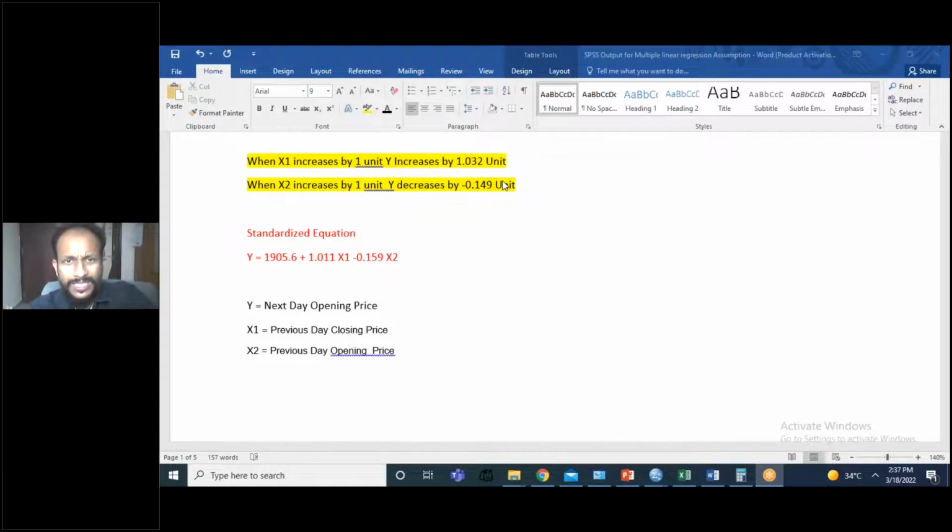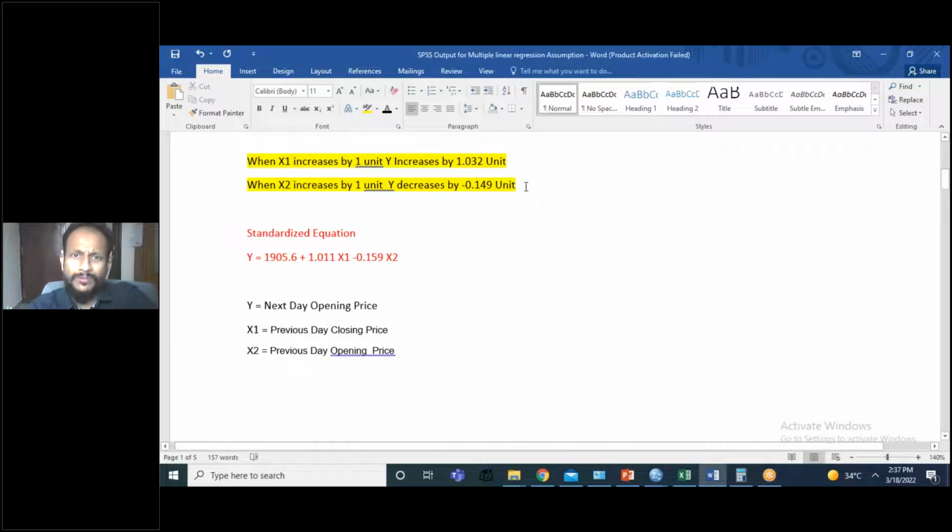I want you to just remember this format. Many of us go wrong with the format. You can also write it in terms of percentage. Instead of mentioning it as 1 unit, you can mention it as 100%. And instead of mentioning it as 1.032 unit, you can mention it as 103.2%. So either you can mention, the choice is up to you.